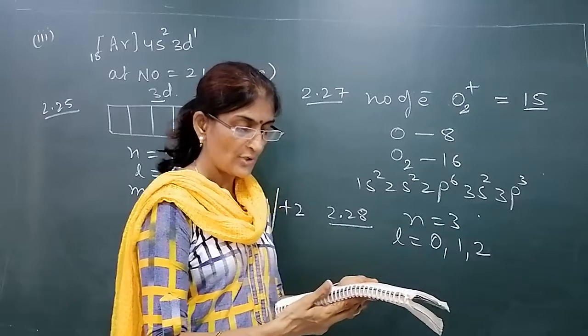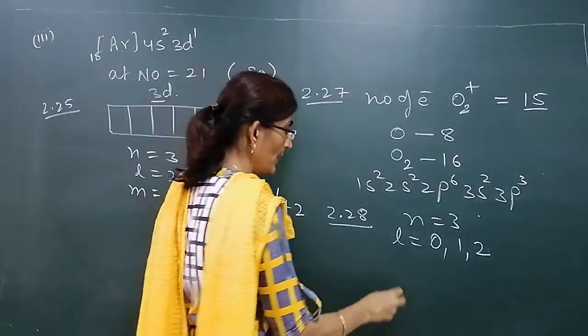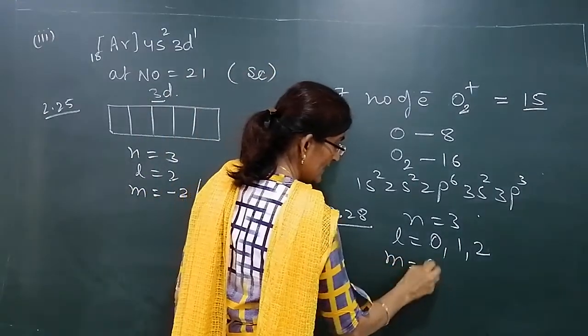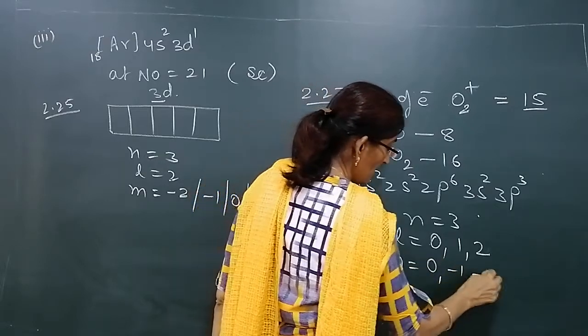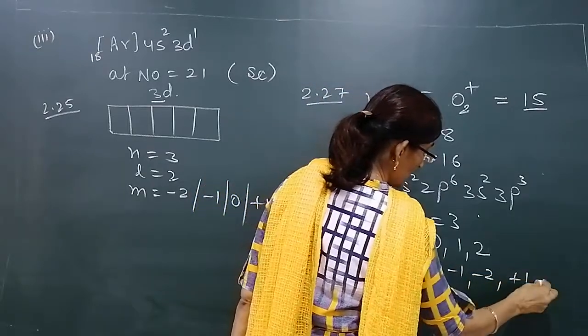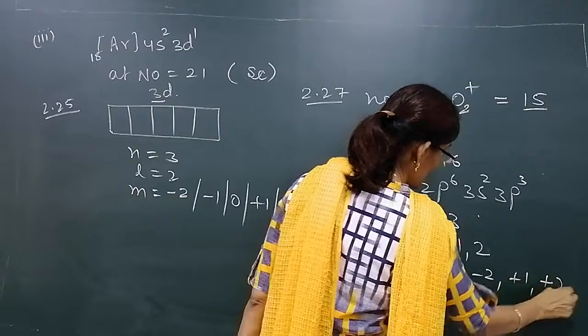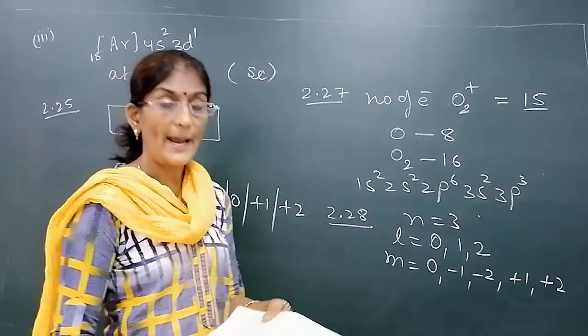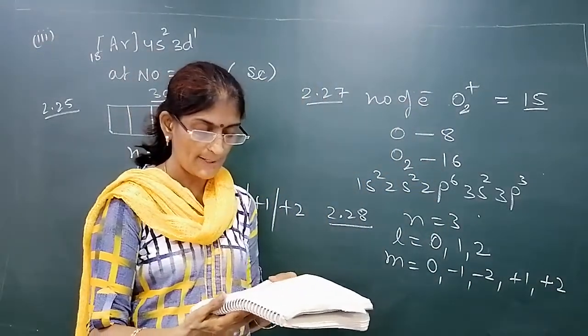And what are the possible values of m? So m would be 0, -1, -2, +1, +2. These are the possible values of m, that is, the magnetic quantum number.